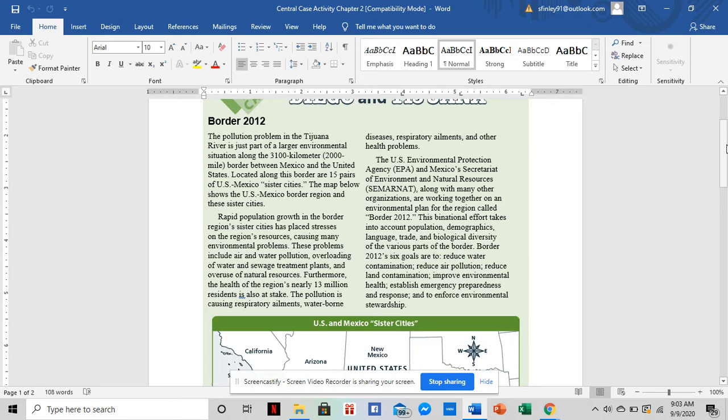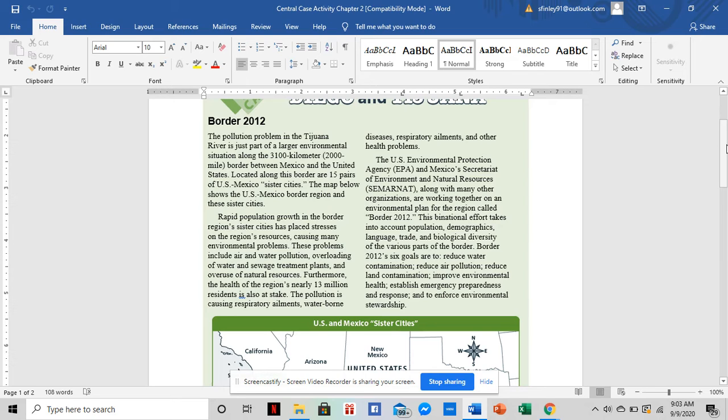This binational effort takes into account population, demographics, language, trade, and biological diversity. So again, they're not working in a vacuum. They're taking into account the population that lives there, and the demographics of those populations, Hispanic people versus the American-based people on the American side of it, whether they're white, black, or what have you. They're taking into consideration the language.